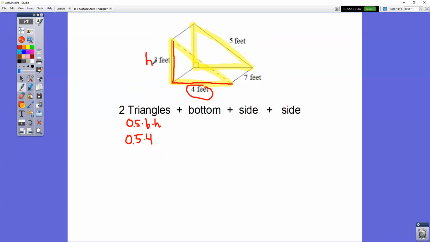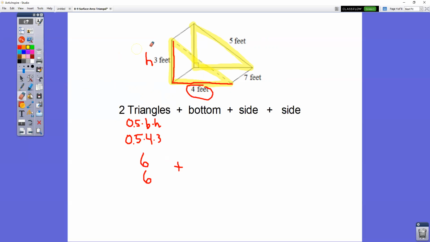and my height, now this happens to be a right triangle, so it happens to be right here. That 3 goes straight up and down. Don't get it confused with the 5. We're not using that 5 for the height because the 5 is slanted. So 0.5 times 4 times 3 gives me an answer of 6 for my area. Now remember, you don't only have one 6, you have two 6s because you have the two triangles.